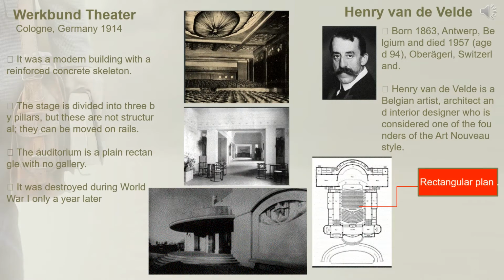Werkbund Theater, Germany, 1914, by Henry van de Velde, was a modern building with a reinforced concrete skeleton. The stage was divided into three pillars, but these are not structural. They can be moved on rails. The auditorium plan is rectangular with no gallery. It was destroyed during World War I only a year later.